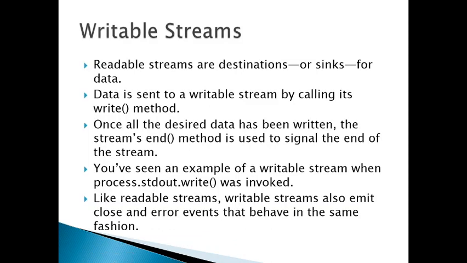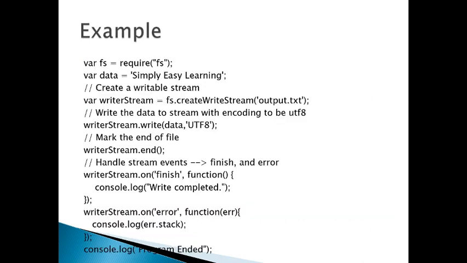What are writable streams? Writable streams are used to write data onto another file. Writable streams are destinations or sinks for data. Data is sent to a writable stream by calling its write method. Once all the desired data has been written, the stream's end method is used to signal the end of the stream. You have seen an example of a writable stream when process.stdout.write was invoked, which writes the data into stdout. Like readable streams, writable streams also emit close and error events that behave in the same fashion.